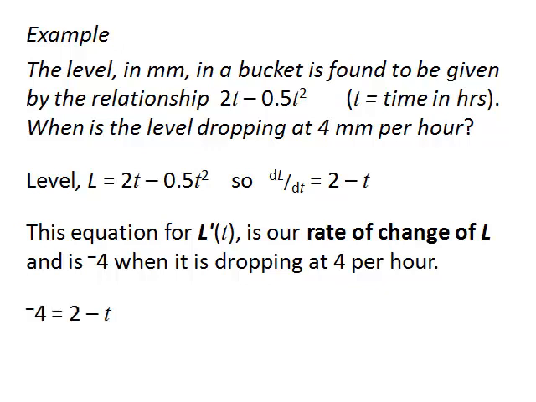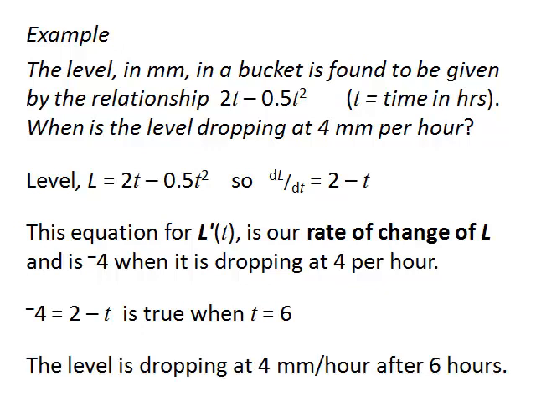So we solve the equation. Minus 4 is our rate of change, and our rate of change is 2 minus t, and that yields t equals 6. So the level is dropping at 4 millimeters per hour after 6 hours. If you look at the questions again, you'll see that this can be thought of as the level, the value of y, is found by this relationship, and when is the gradient equal to minus 4. That's the process we followed, just with different names.